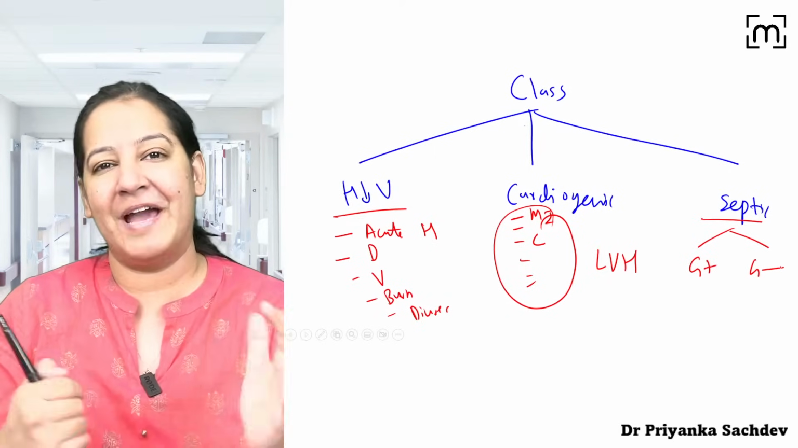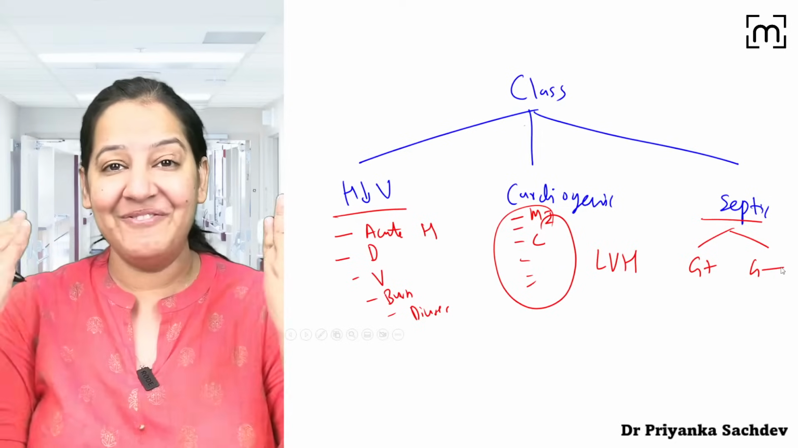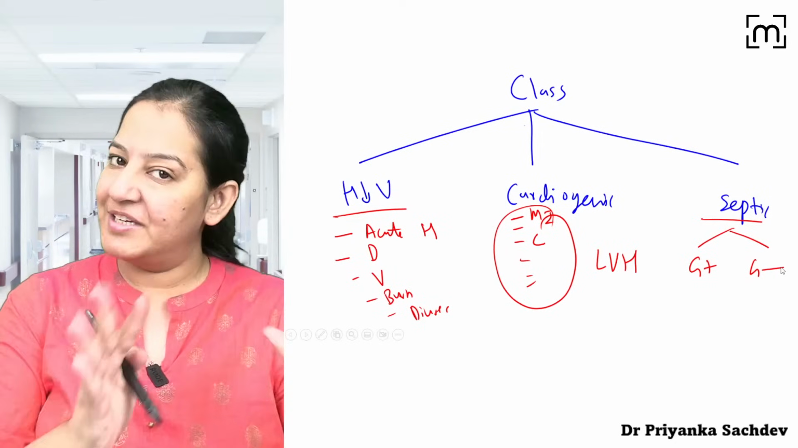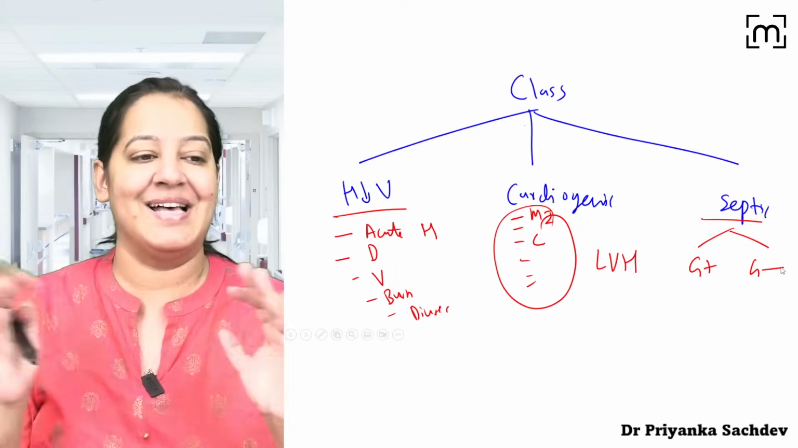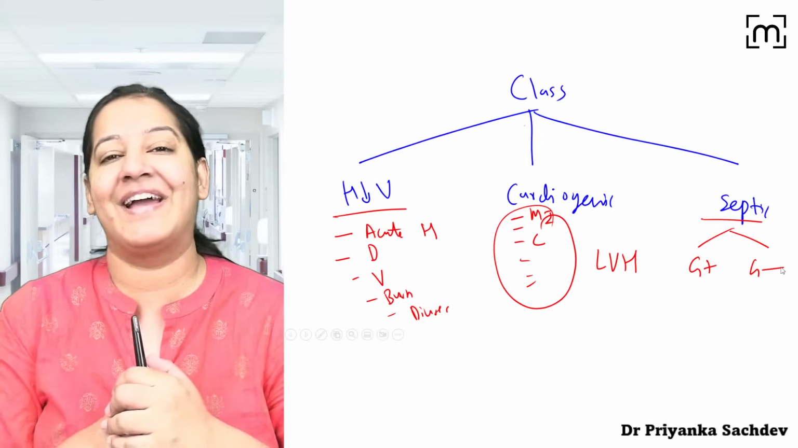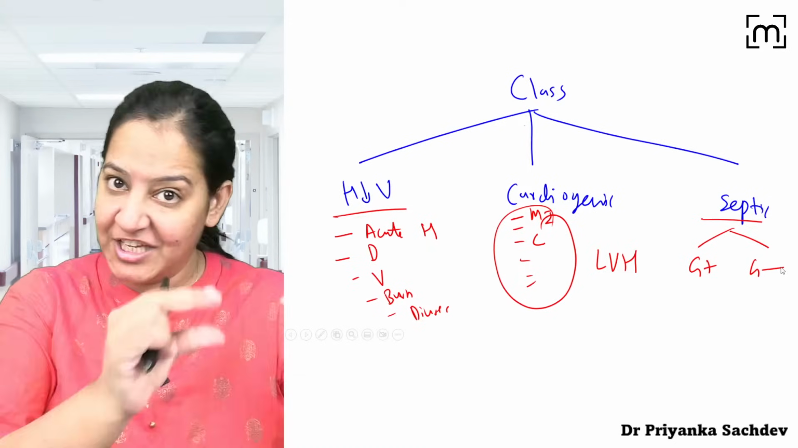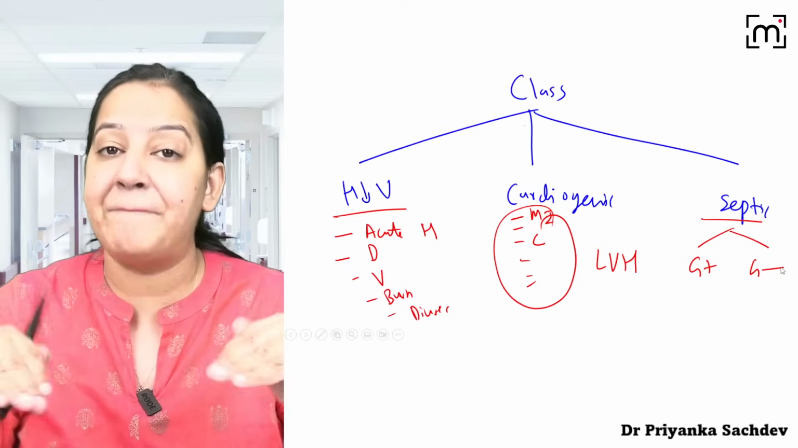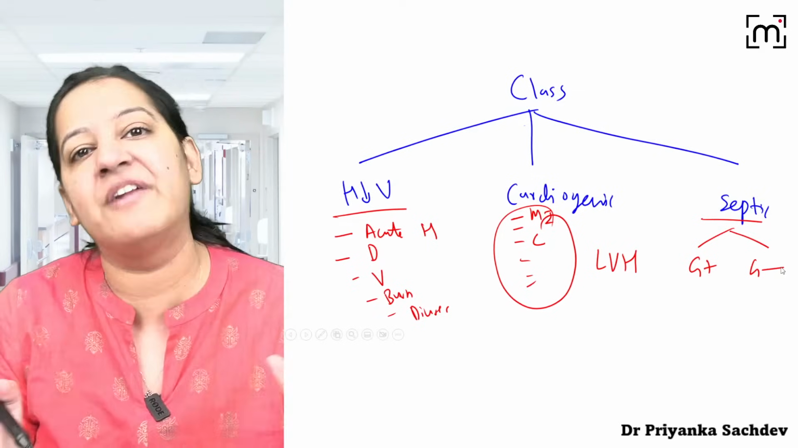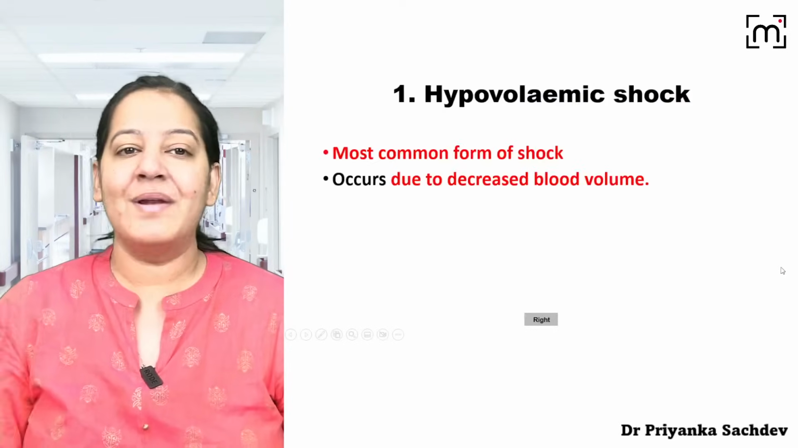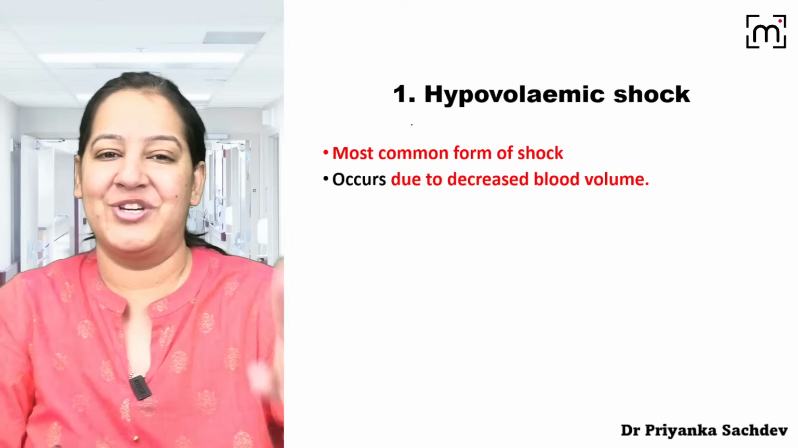Everyone give me a thumbs up. Can we go ahead? Yes. Everyone with me. So till now we understood the definition and till now we understood the classification. Yes, Priyanshi, absolutely right. After that, now take each of them and tell me the pathogenesis of each of them and clinical features of each of them. That's it. So let's start the first type, hypovolumic shock.